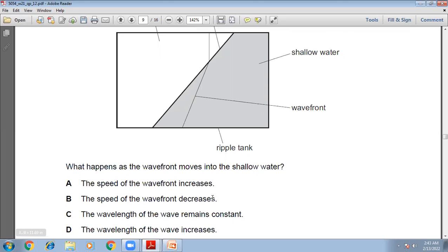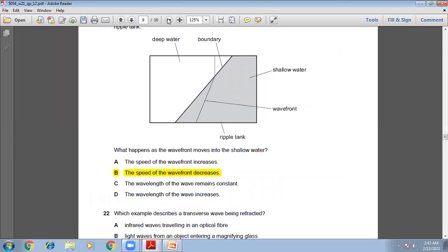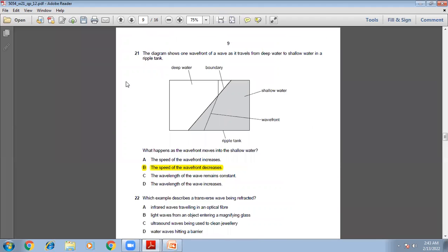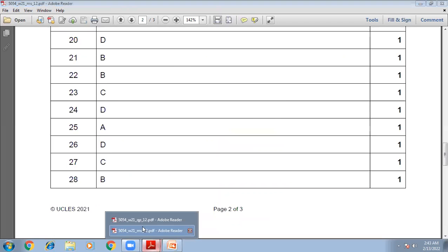So the option we have, the speed of the wavefront increases. That's wrong. The speed of the wavefront decreases. That's right. The wavelength of the wave remains constant. That's wrong. The wavelength of the wave increases. That's wrong. So the best option here is the speed of the wavefront decreases. This is the right answer, sir. Let me show you the whole question. Now I think B is the choice. Question number 21. B is the right choice, sir.